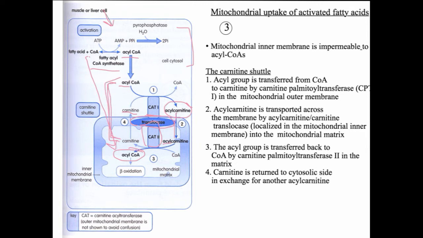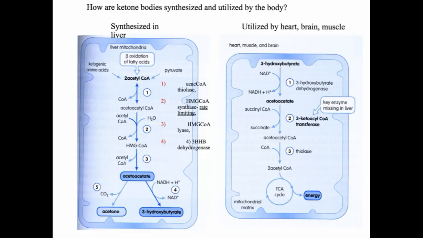The end product is going to be acetyl-CoA from beta oxidation. Beta oxidation will cleave two carbon molecules at a time. The end product will be acetyl-CoA. Acetyl-CoA is a substrate for ketone bodies. Acetoacetate, and here we have 3-hydroxybutyrate or beta-hydroxybutyrate. The beta-hydroxybutyrate is a stable form of ketone bodies. Ketone bodies are synthesized in the liver, and they're utilized in the other tissues, the heart, brain, and muscle.